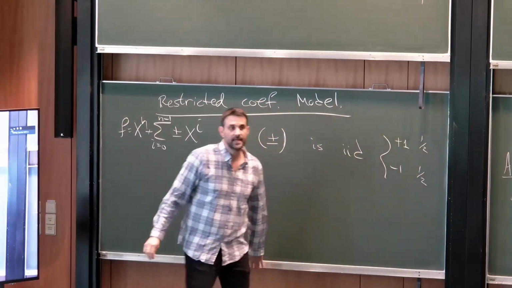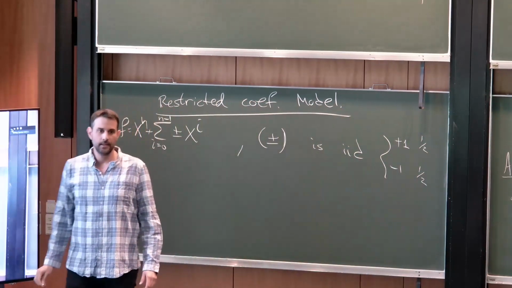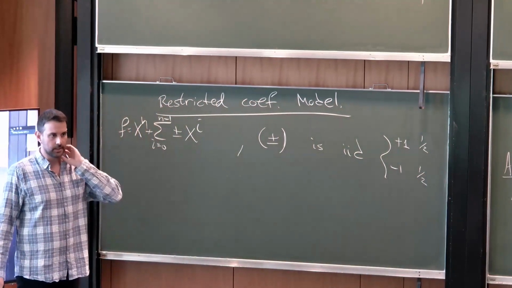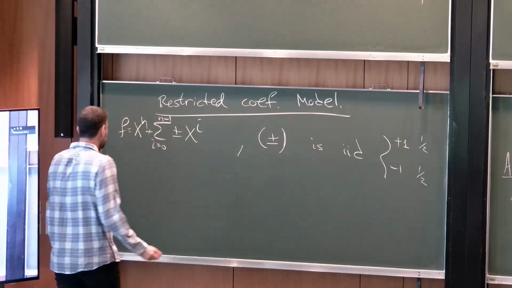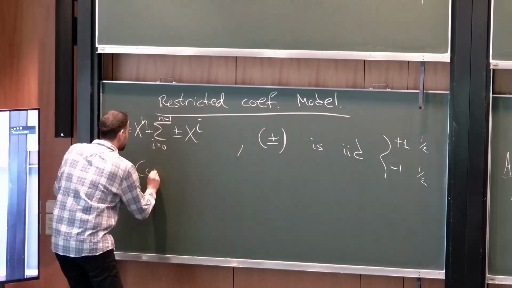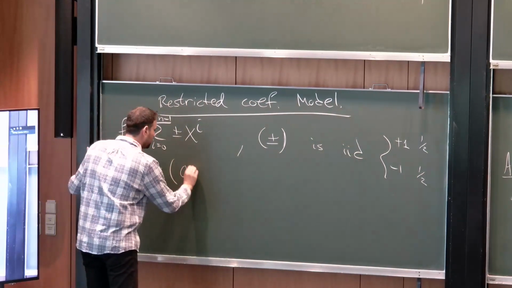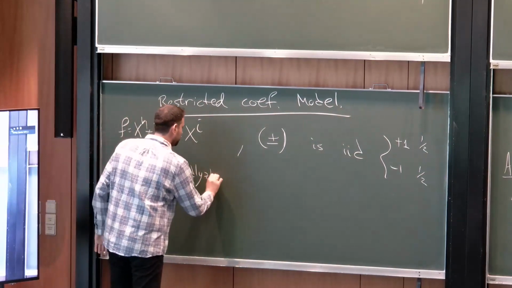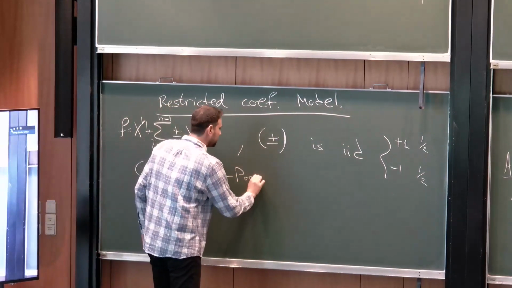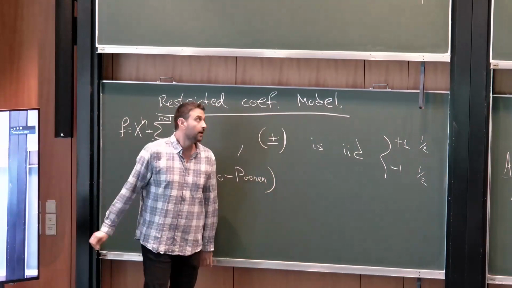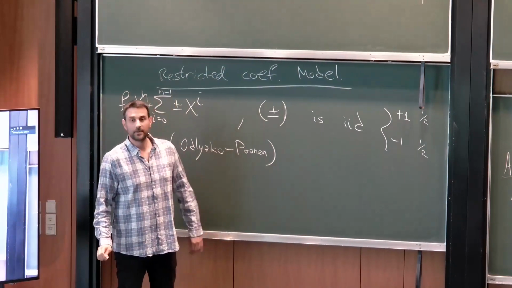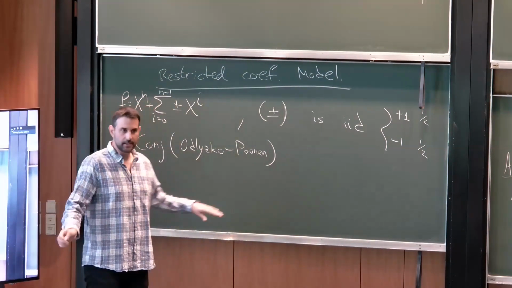Most of what I will say is valid in a much greater generality. Okay, so what do we know? So, a conjecture, which I attribute to Odlyzko and Poonen, although it's not exactly correct because they consider 0, 1, but let me ignore that.